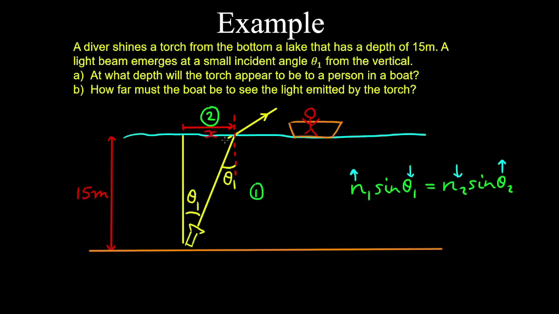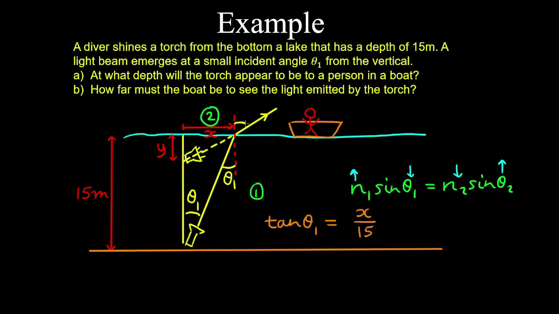So if we extend this refracted ray, the torch is going to appear to a person in a boat as if it's shining the light from this position here. So we'll take this position as the y position of the torch that we're looking for. Now by geometry, tan of theta 1 is equal to the opposite edge of that triangle on the adjacent edge, which is the depth of the lake at 15 meters.